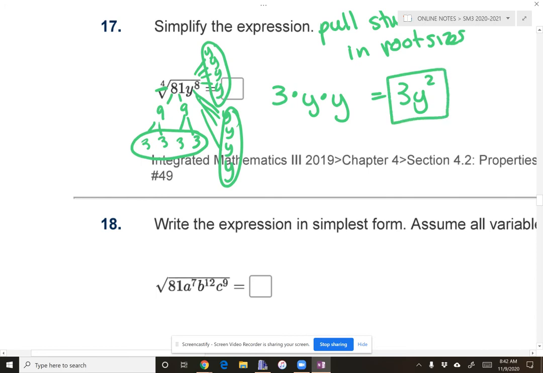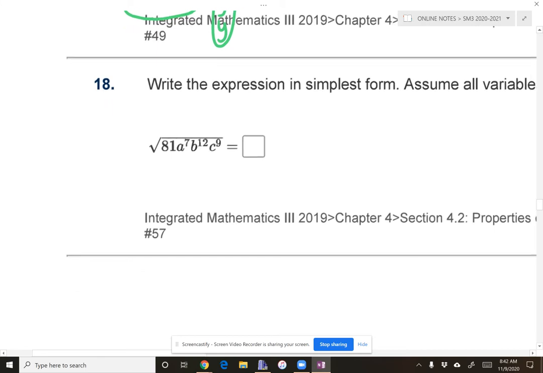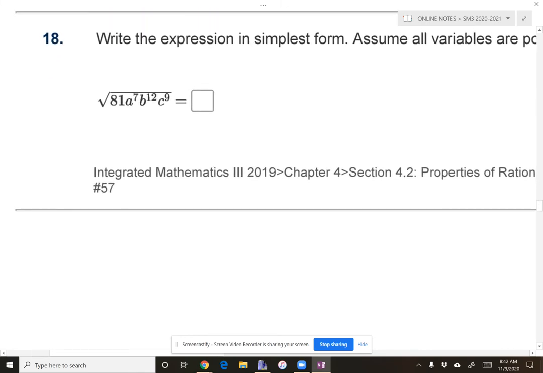Okay. 18 is a little bit different. Same idea, except everything's not going to be nice and beautiful. So simplest form, same thing. We're looking for root. And some people are like, Miss Bustle, I don't know what root size that is. That's the square root. If you were to read that, that's the square root. And we represent square by a 2. So 81, 9 and 9. Some people are like, you got to keep going. Once I have 2, stop. Why would I break them down further?